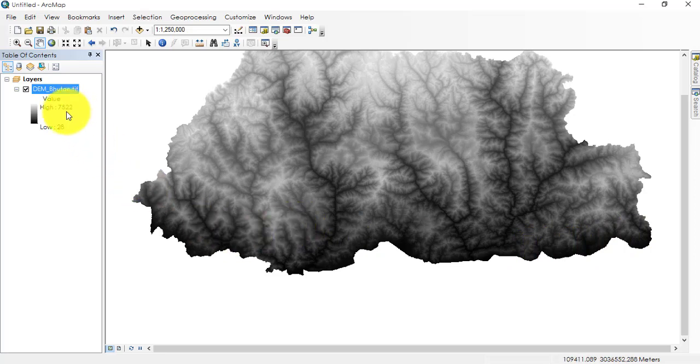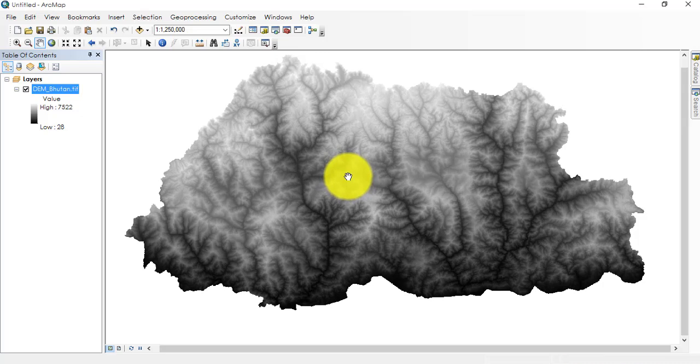But if you look at the higher, grayer portions or whiter regions, these are basically high altitudes. The highest altitude corresponds to 7,522 meters in Bhutan. So that's the introduction to the raster files.